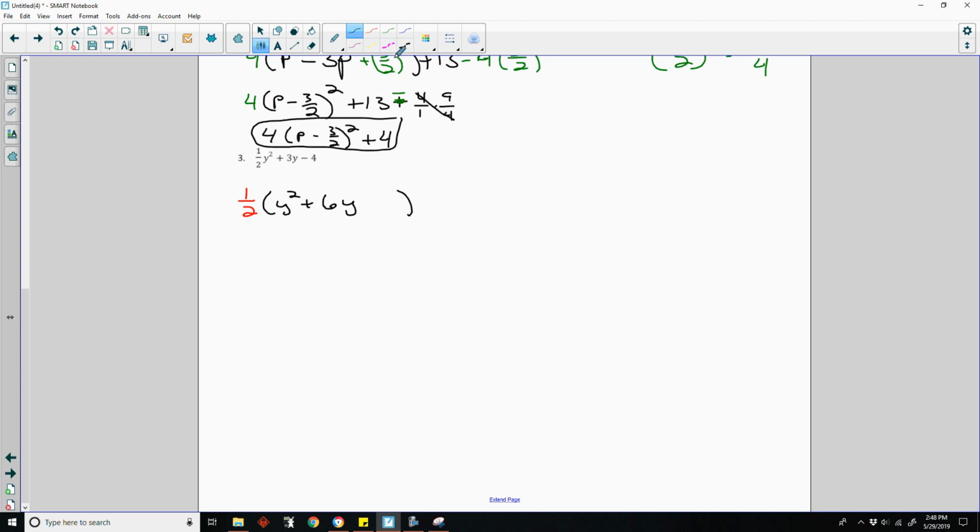Leave space, minus 4. So I'm going to take this 6 off to the side and divide it by 2, and that equals 3. And I'm going to square that, and that equals 9. But I'm going to leave it as 3 squared here. So it's going to be plus 3 squared. But over here it's going to be minus 1/2 times that 3 squared.